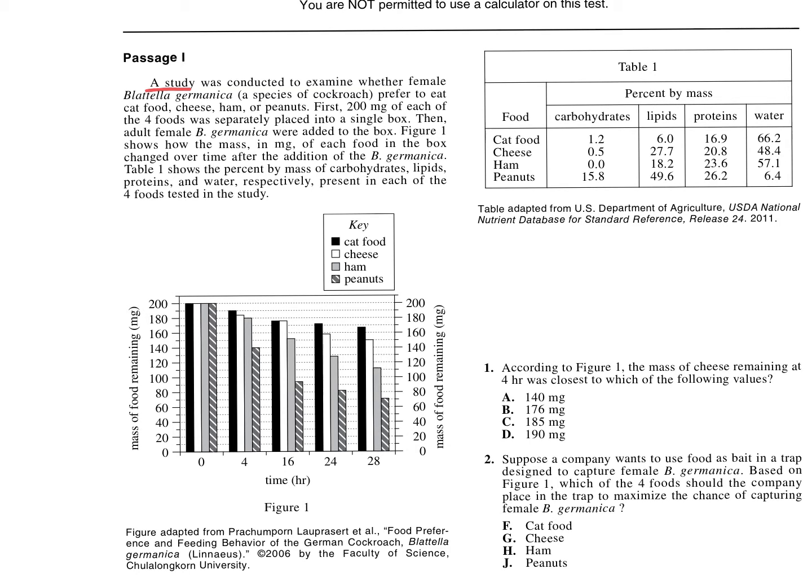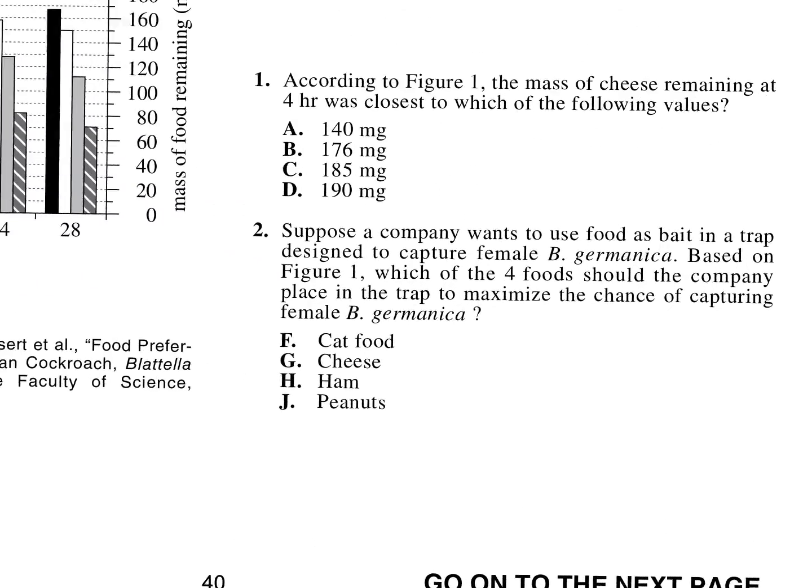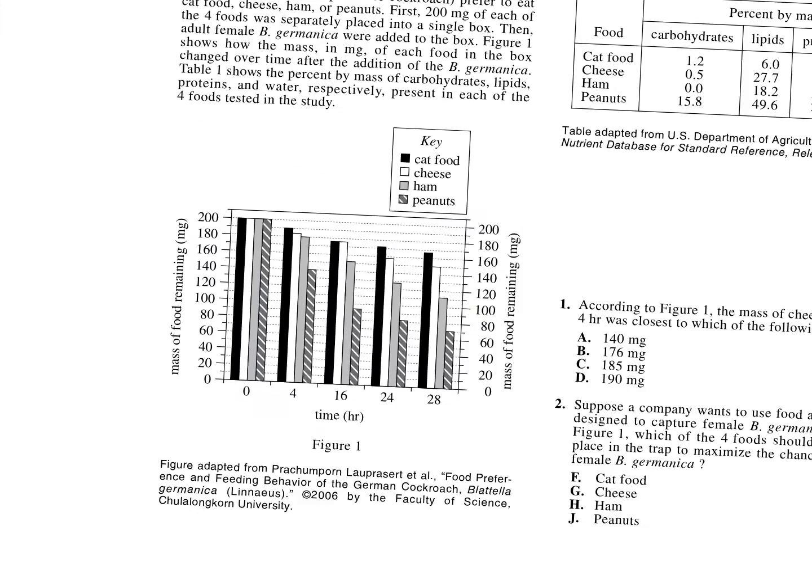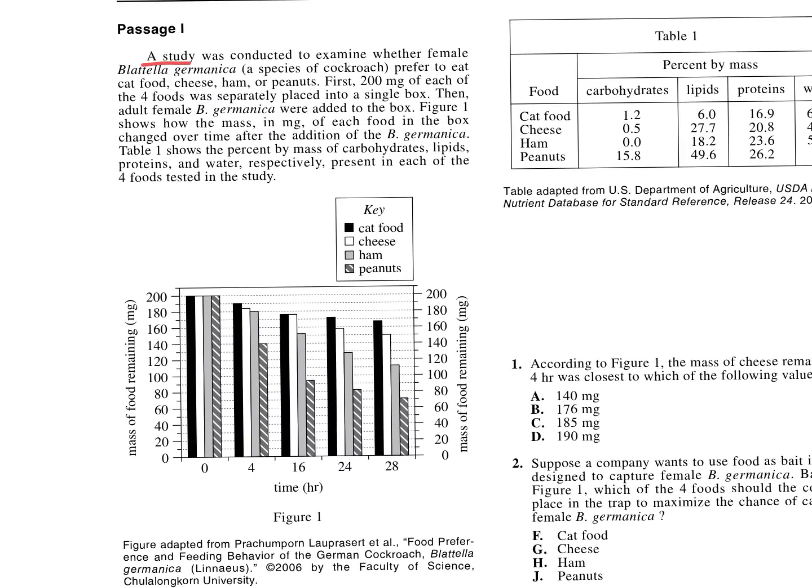Let's talk about other key things within this that we talked about strategy-wise. One of the things we mentioned in science strategies is don't get hung up on technical terms. Okay? So let's look real quick here at this, for example, question 2. Suppose a company wants to use food as bait in a trap designed to capture female Blattella germanica. Okay, what's female Blattella germanica? Well, you can go back in here and you can look through all this and you can highlight right here it is, female Blattella germanica.